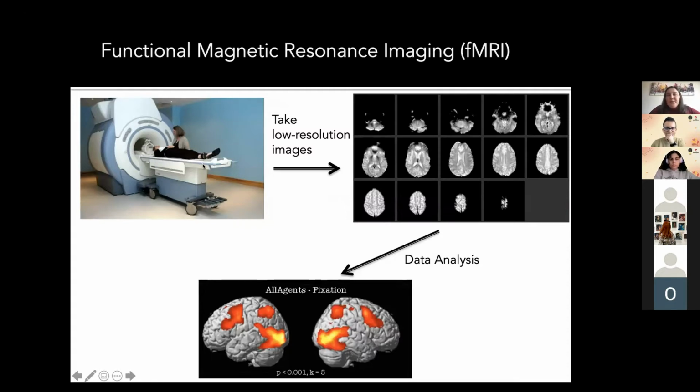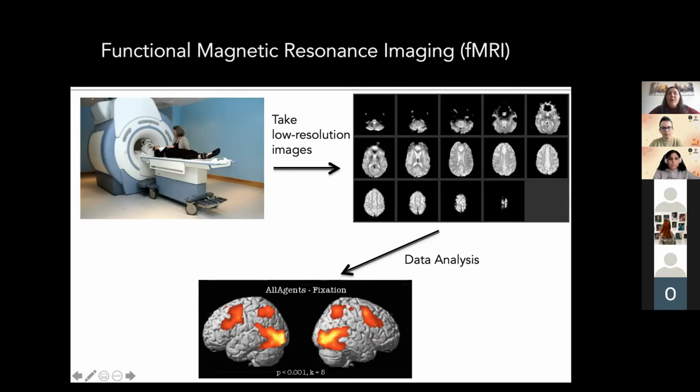So the subject lies here, and then there's a head-mounted mirror here, and there is usually a screen behind the magnet, and the subjects see the stimulus, whatever you are showing, maybe images, videos, words, whatever you are presenting, through that head-mounted mirror.